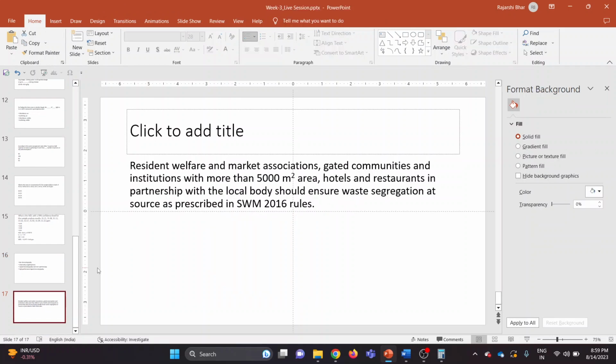After that, the final question, I guess, yes, it was the true and false one. Resident welfare and market associations, gated communities and institutions with more than 5,000 square meters of area, hotels and restaurants, in partnership with the local bodies, should ensure waste segregation at source as prescribed in SWM 2016 rules. So this is true.